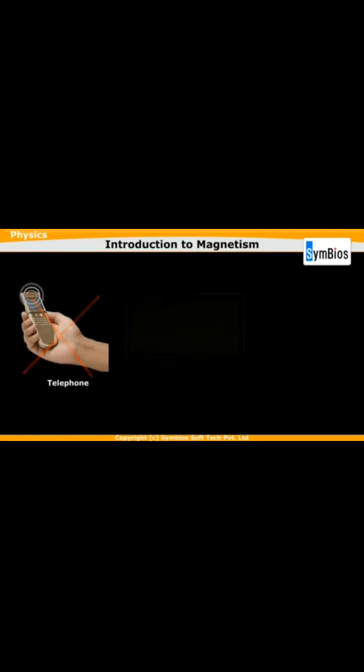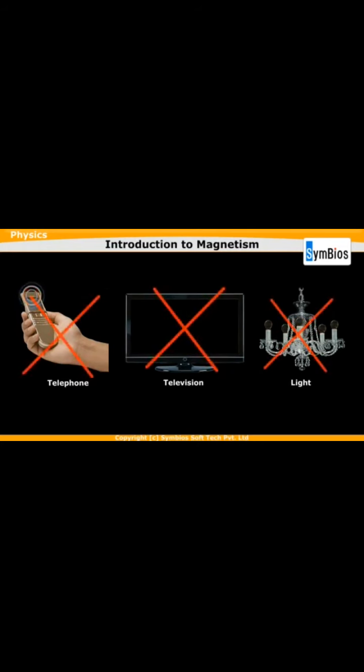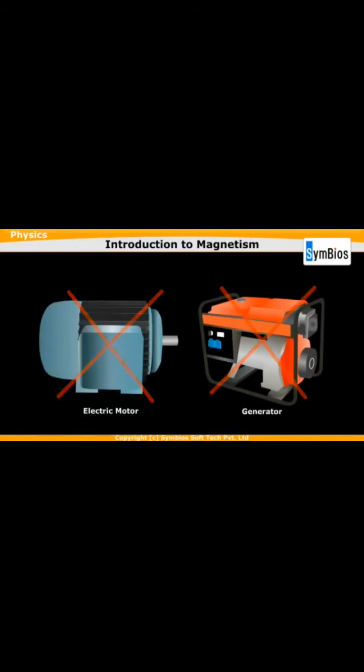Try to imagine a world without magnetism. There would be no telephones, televisions, fans, or lights. None of these can work if there is no electricity, and without magnets we have no electric motors or electric generators.